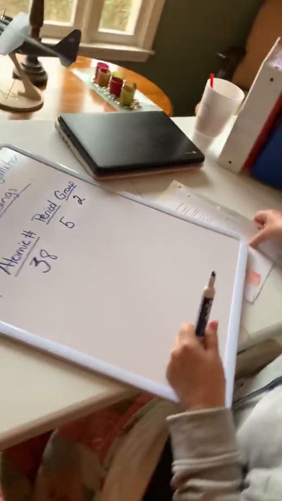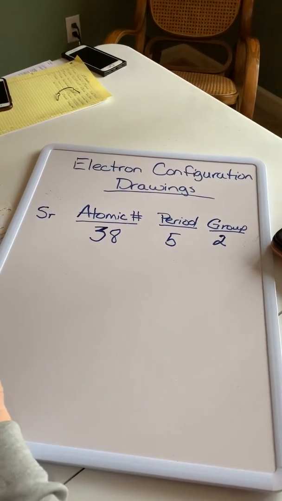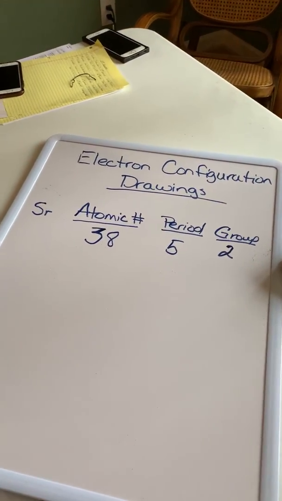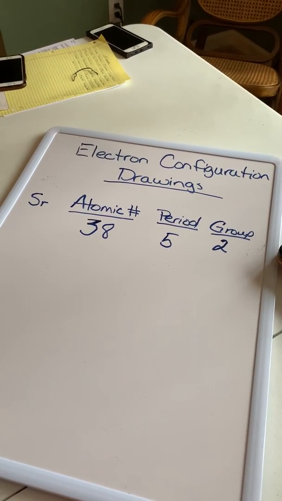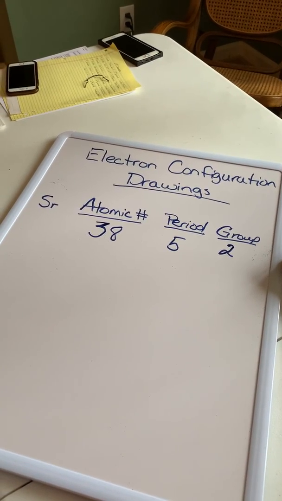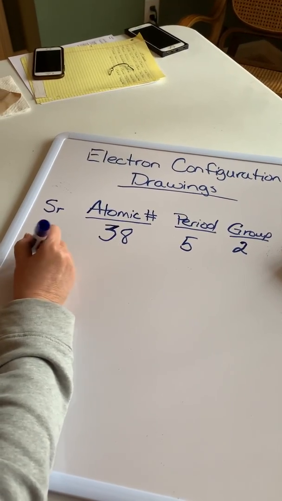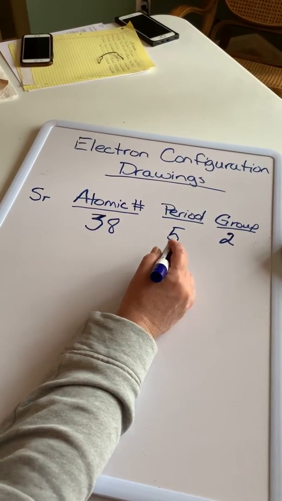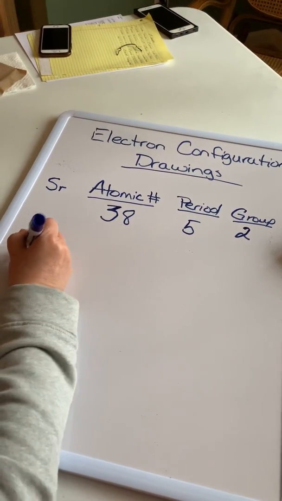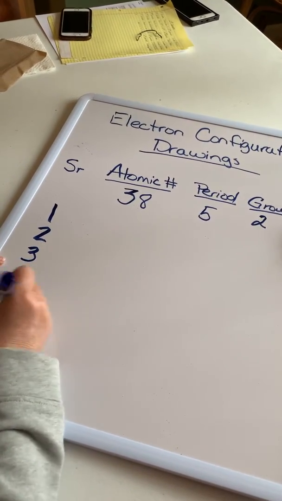And we're going to start with strontium. Strontium is Sr. It is atomic number 38. It is period number 5, and it is group number 2. So if you remember yesterday, I told you that the best thing to do was to start just by numbering, and you know how many levels you're going to have by the period number. So we're just going to number 1, 2, 3, 4, 5.